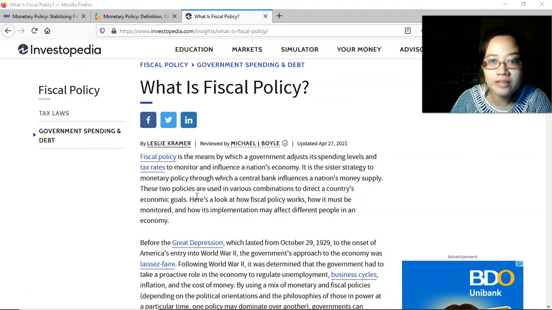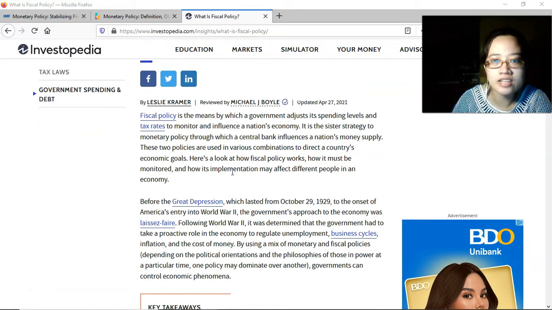So fiscal policy, the means by which a government adjusts its spending levels and tax rates to monitor and influence a nation's economy. Essentially, the influence is of course, to support economic growth. But when it comes to inflation monitoring and control, it's on the monetary policy side, okay? With regards to fiscal policy, it's more on the spending levels of the government and the tax rates, tax laws being implemented or imposed, and sometimes would include proposed bills, tax bills, okay?